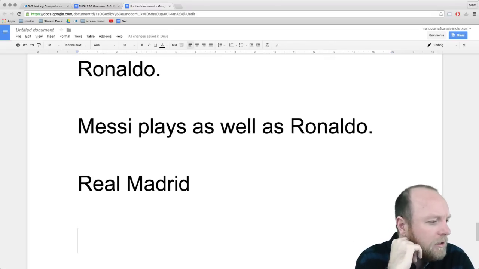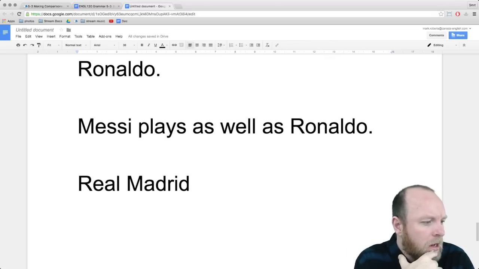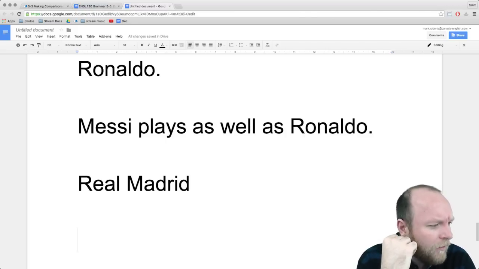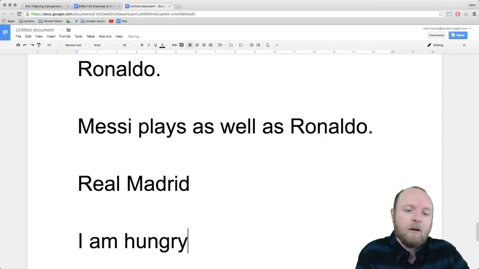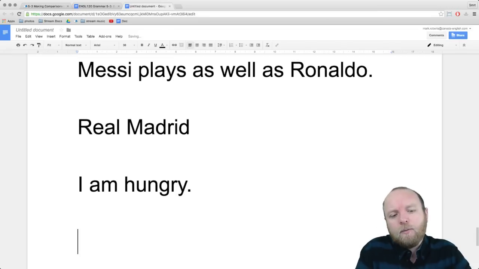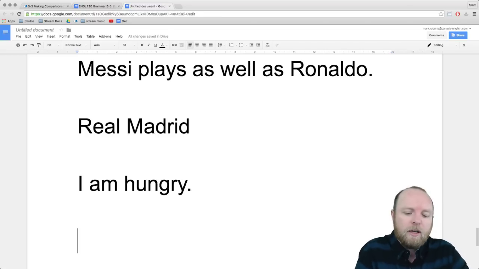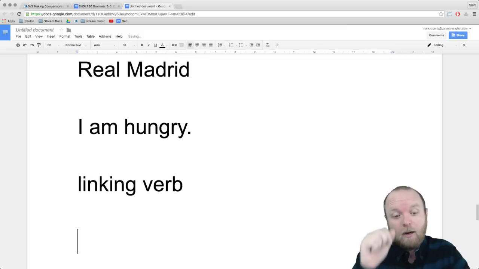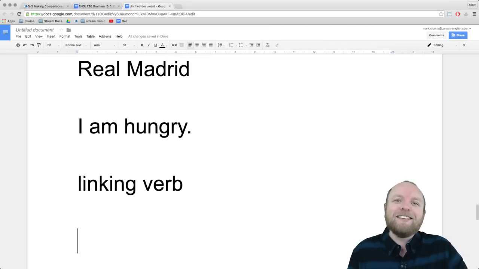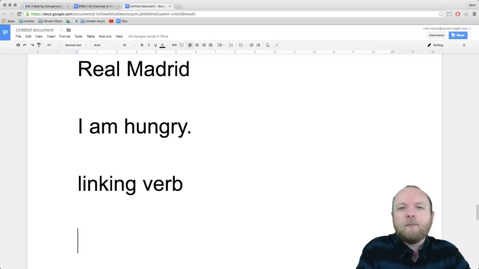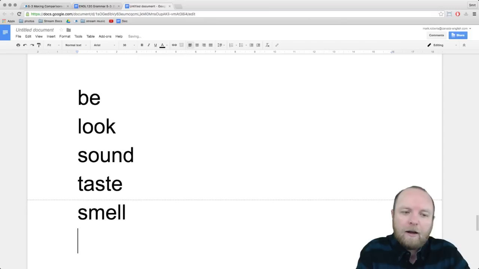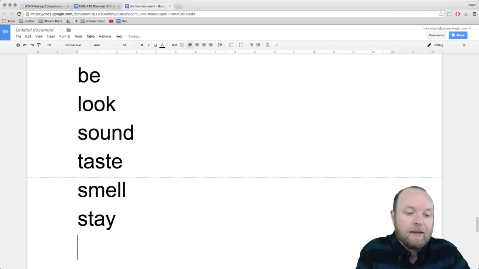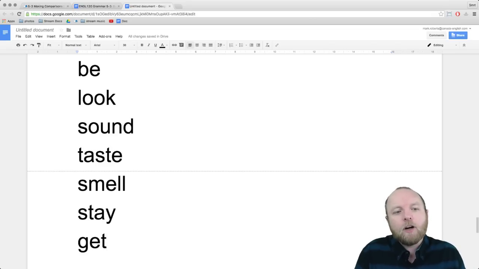Gerald's question: adjective is after the verb, is for describing someone or something, right? Adjective after the verb. You mean after the be verb? Example, I am hungry. Yeah, that's okay. For this form we need something called a linking verb. We have linking verbs in English: be, look, sound, taste, smell. What else? Stay, get. These are linking verbs.